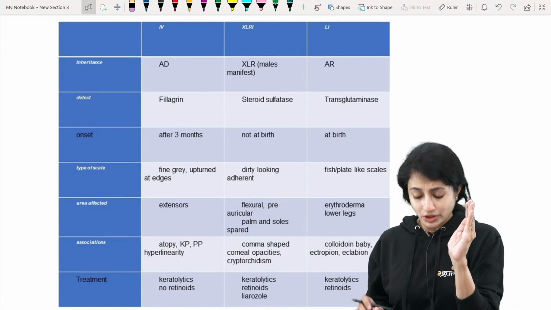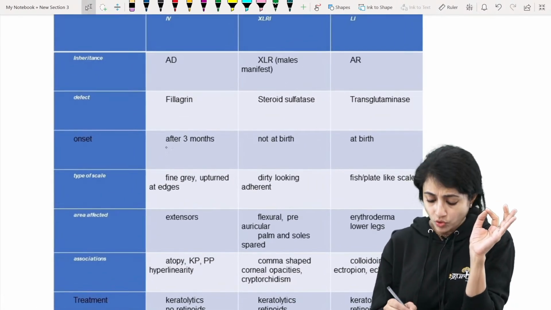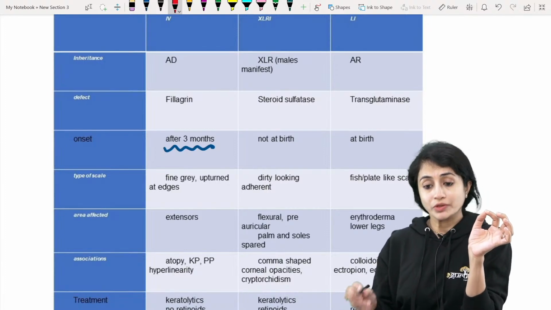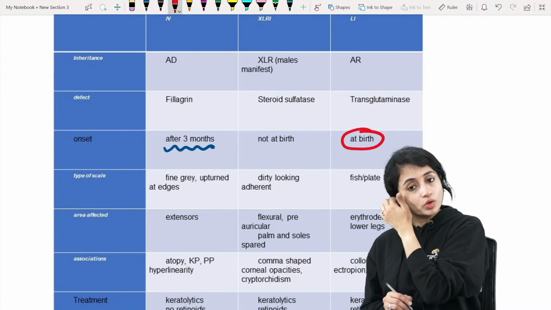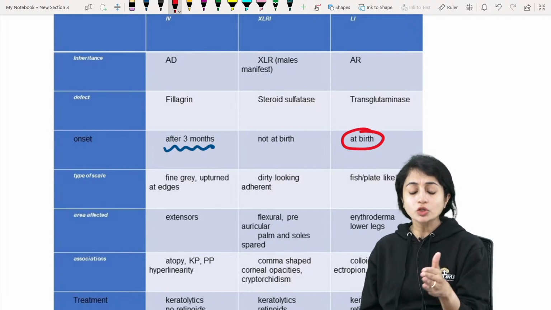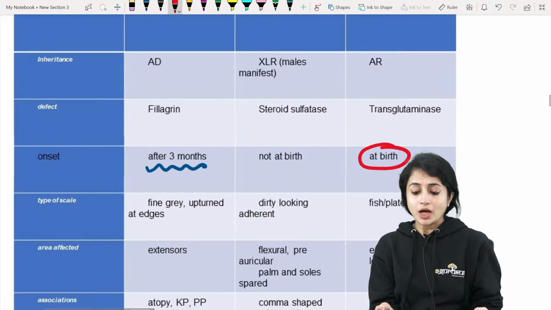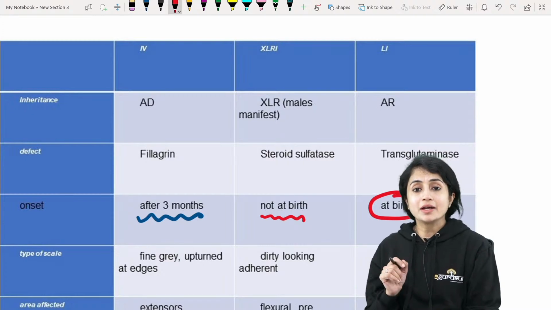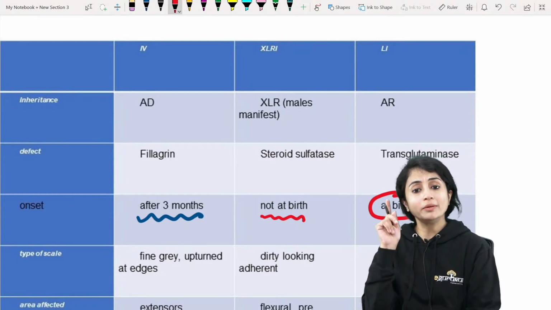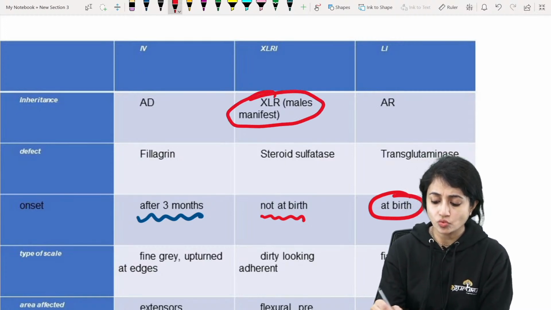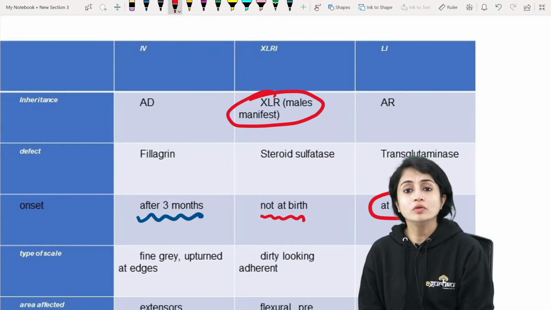Ichthyosis vulgaris usually will have an onset after 3 months of age. It will not be at birth. What is there at birth? Lamellar ichthyosis. So if they are talking about ichthyosis which is present at birth, they are talking about lamellar ichthyosis, because the other two types that we should know about, IV and XLRI, are not present at birth. Now, XLRI is X-linked recessive, so only males manifest the disease. So if there is a female in the question, XLRI is ruled out, because XLRI will always manifest in males. Right?